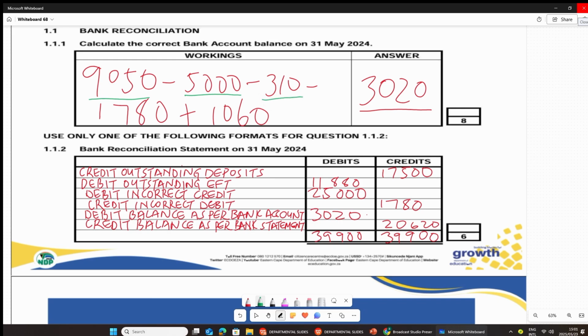Then we had to also subtract our bank charges. Then we also had to subtract the 1,780 rand. That was the debit order that we did not record, and the 1,060 here is the interest on the fixed deposit that we did not record as well. So when we do all of that, we get a final answer of 3,020 rand.